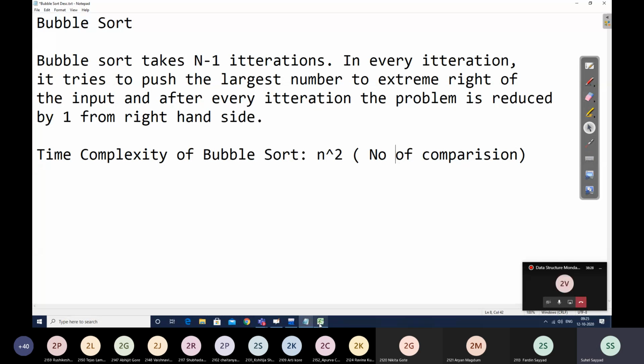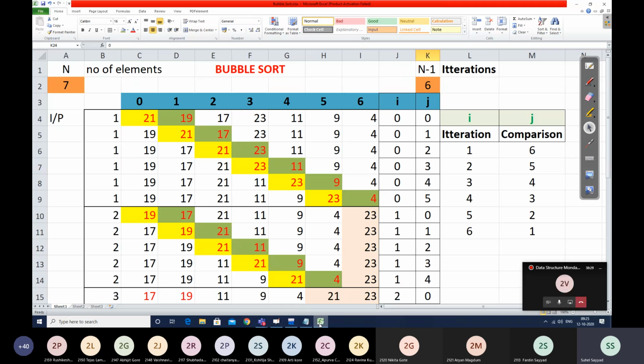Is the bubble sort understood, my dear students? Yes, sir. Anyone having any query, any doubt?